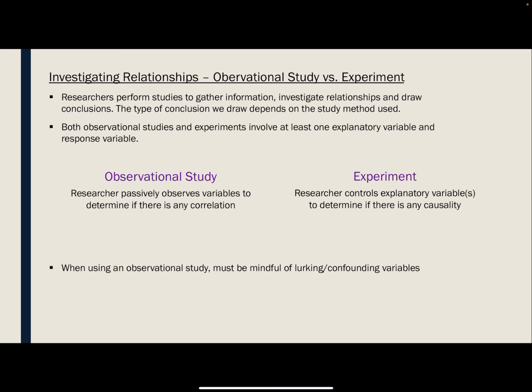But just as we talked about in Chapter 7, anytime that you discuss an association, you have to be mindful that there can be some kind of lurking or confounding variables underneath. With an experiment, however, because the researcher is controlling the explanatory variables, they are then accounting for these lurking variables and therefore can determine a cause and effect relationship.